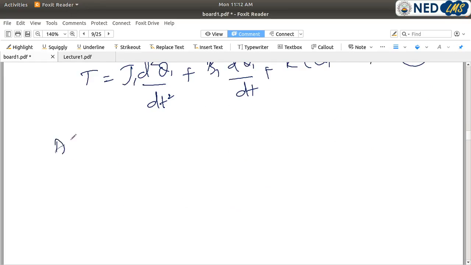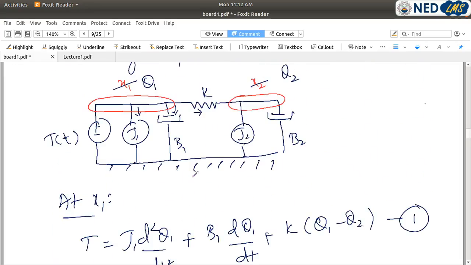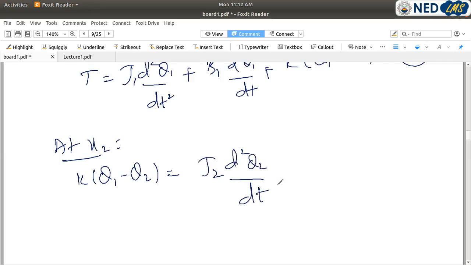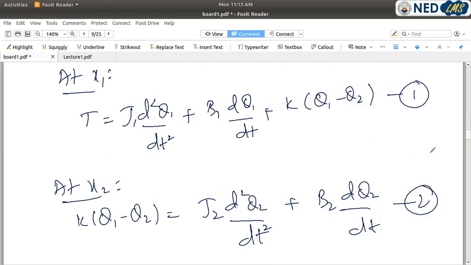And at X2, we can write the torque towards the theta 2 node, which is due to K, is equivalent to the torque away from the node, which is due to J2 and B2. So K times theta 1 minus theta 2 equals J2 d square theta 2 by dt square plus B2 d theta 2 by dt. This represents equation number 2.